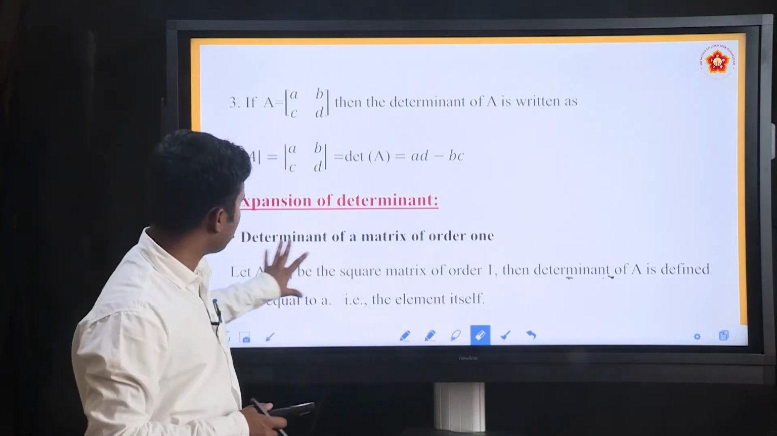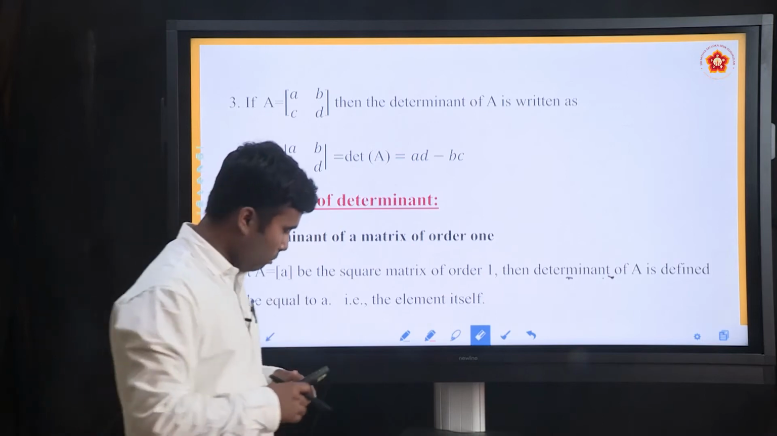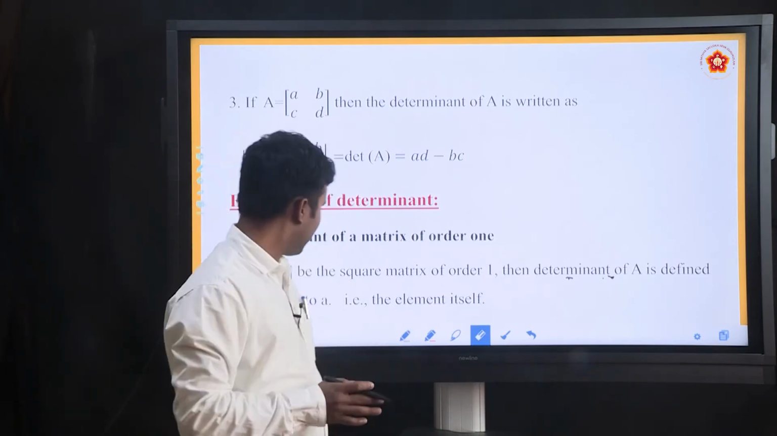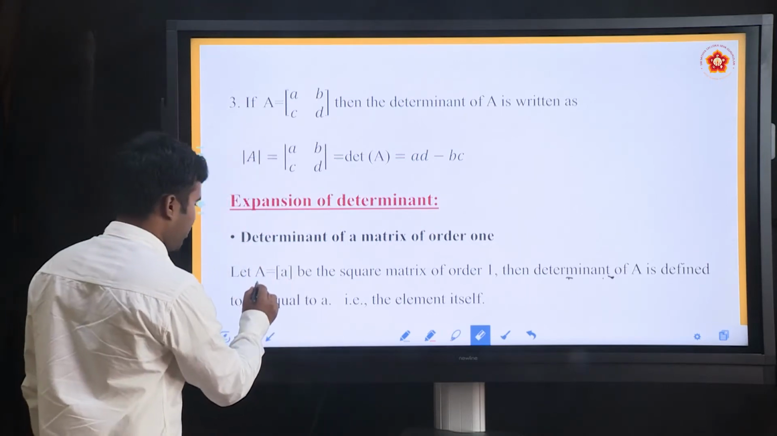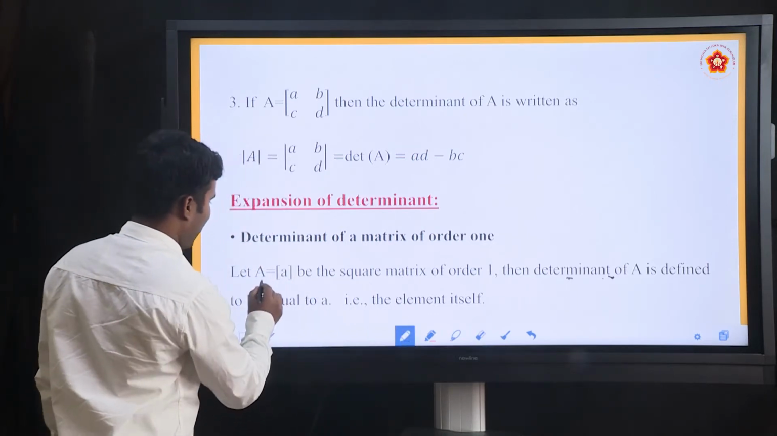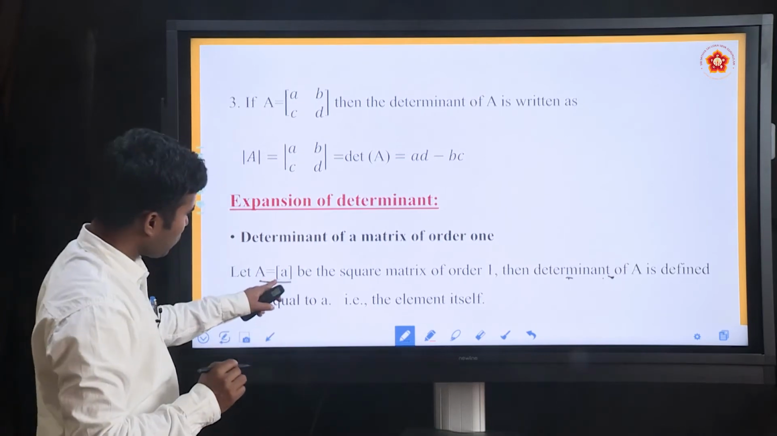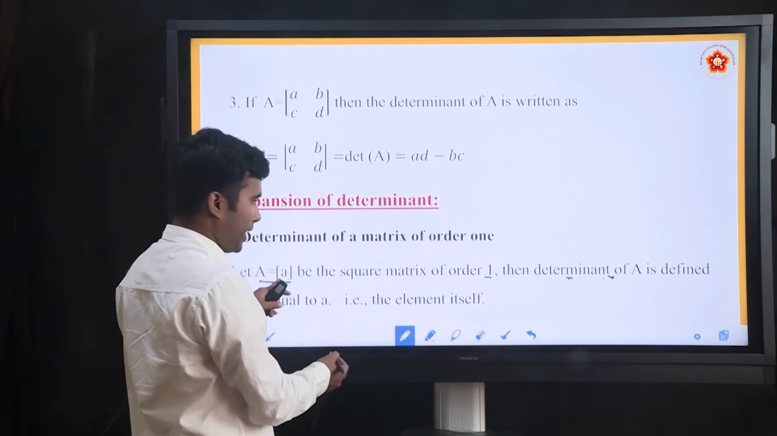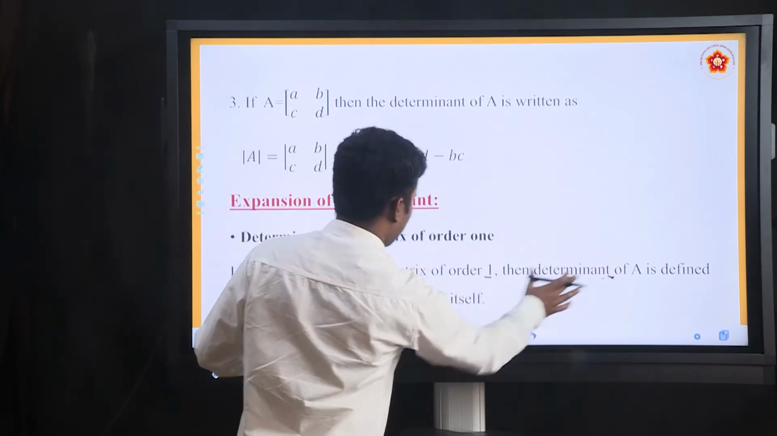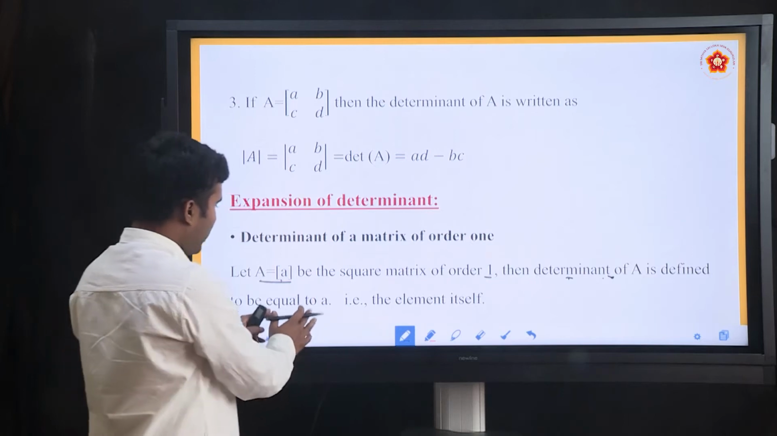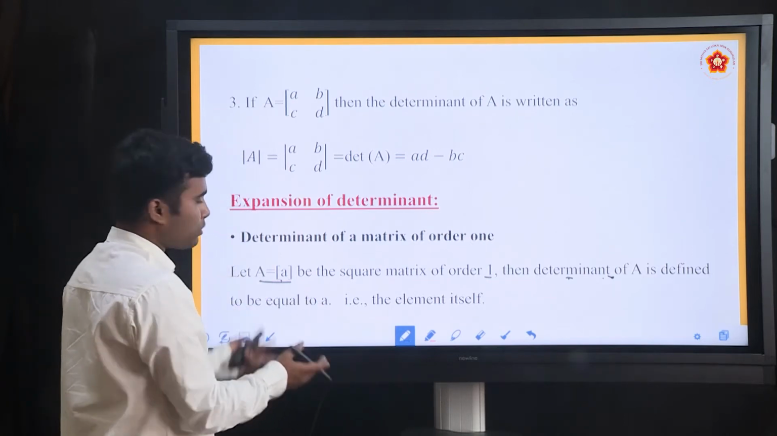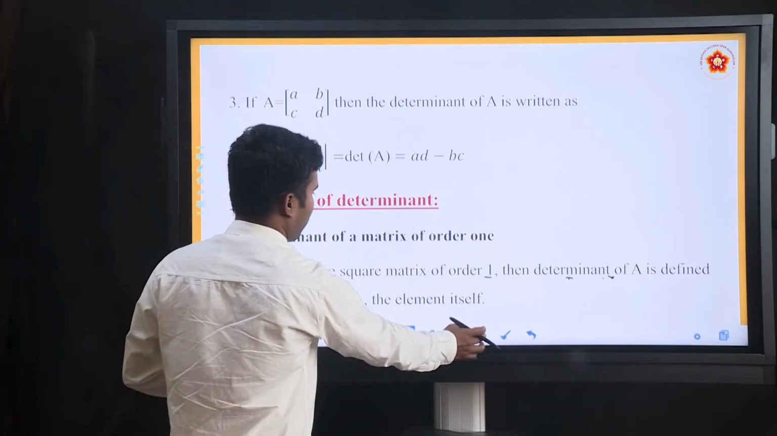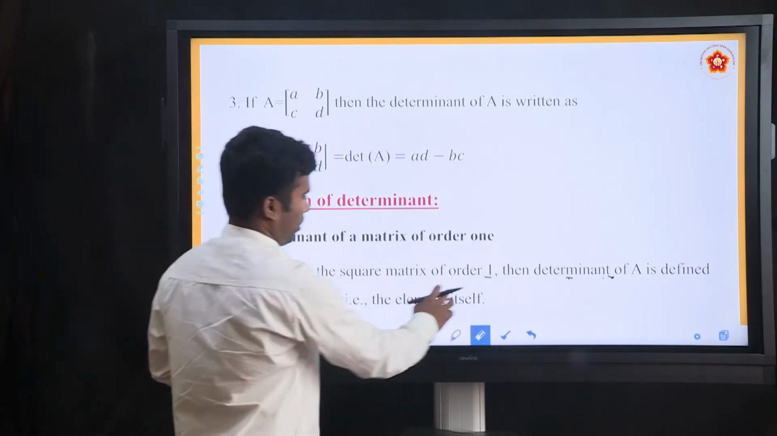This is the expansion of a determinant of order 1. Order 1 means the number of rows and the number of columns should be 1. So here we have taken a matrix of order 1, which is a square matrix. Because the order is 1, we have only one element. Then the determinant of this is equal to A itself, the element itself, because it has only one element. So it is easy to expand the determinant of a matrix of order 1.